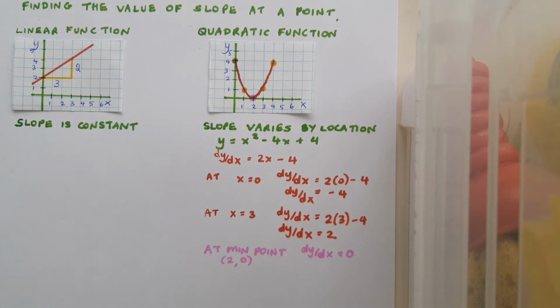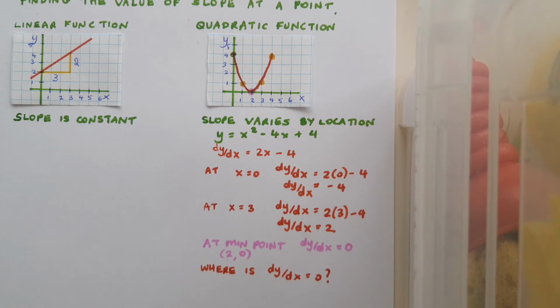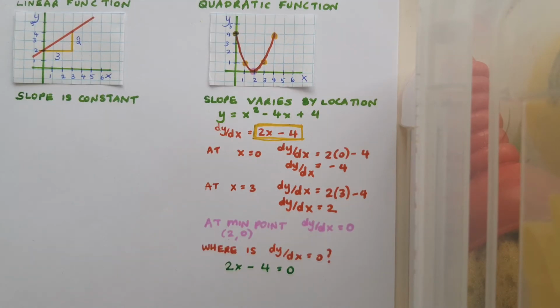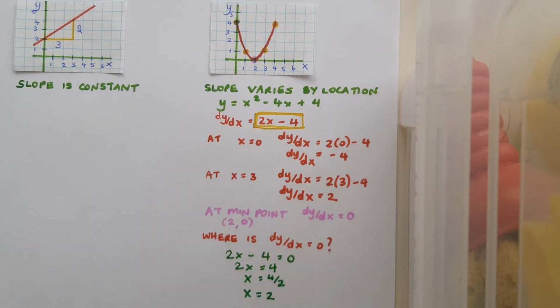But if I wasn't sure of what the value was of my x in this case, I could work it out. So if I was asked the question, where is the slope 0, which is the same as saying where is dy/dx equals 0, I could take my dy/dx expression, which is 2x minus 4, let that equal 0, and then solve that equation to find out the x value where the slope is 0. So 2x equals 4, I'll divide by 2, and I get x equals 2.